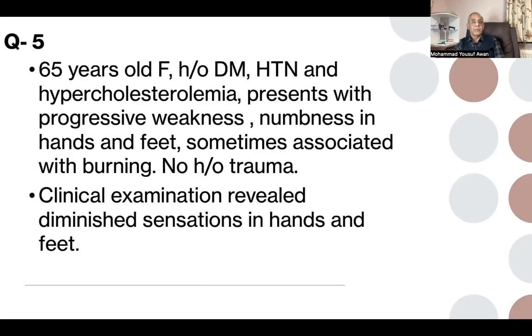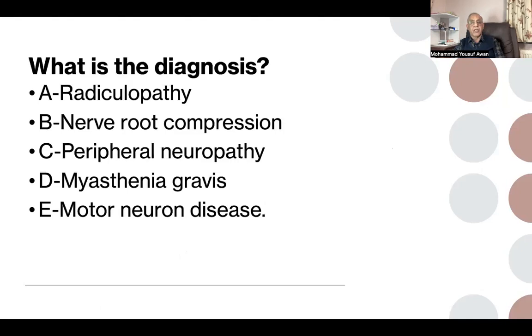So next question, a 65 year old female, history of diabetes, hypertension, and hypercholesterolemia, presents with progressive weakness and numbness in the hands and feet, sometimes associated with burning. No history of trauma. Clinical examination reveals diminished sensation in the hands and feet. What is the diagnosis? Radiculopathy, nerve root compression, peripheral neuropathy, myasthenia gravis, or motor neuron disease.